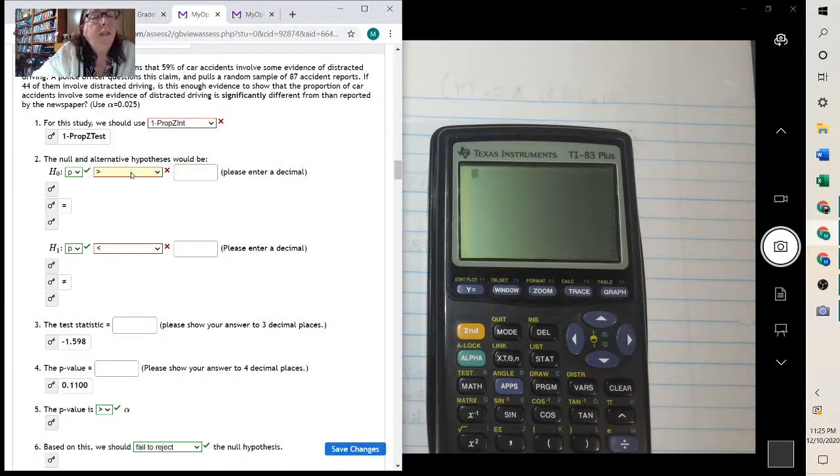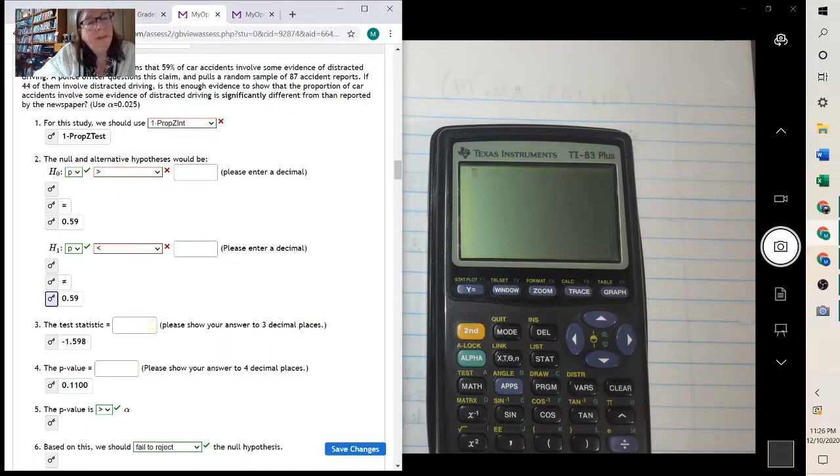So this should be equal to. Now here, you use your 59% because that's what the claim is. It claims it's equal to 0.59. So the null hypothesis should be equal to 0.59. Then this is the test. Because it said different from, this should be not equal to 0.59. So these two will always match. This should always be equal to, and in this case, this would be not equal to.